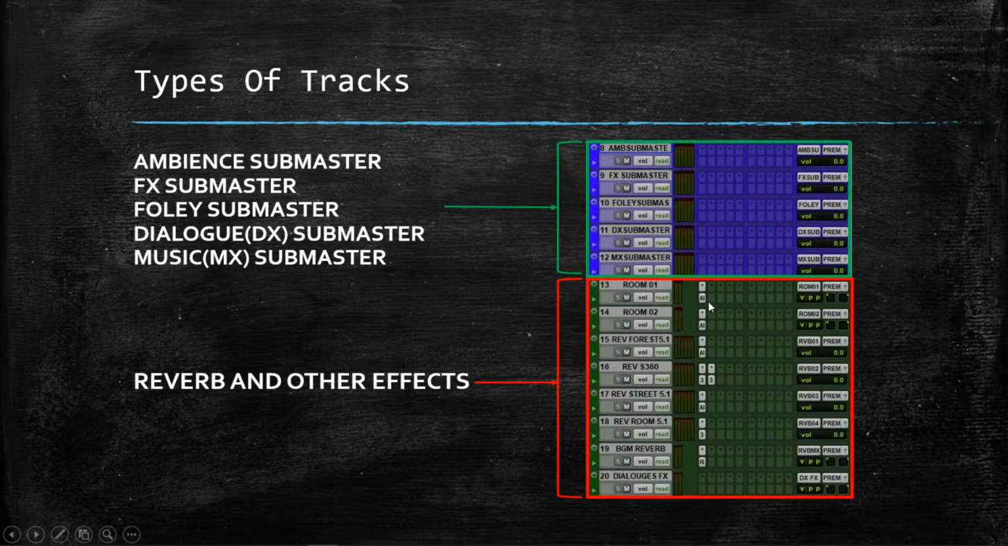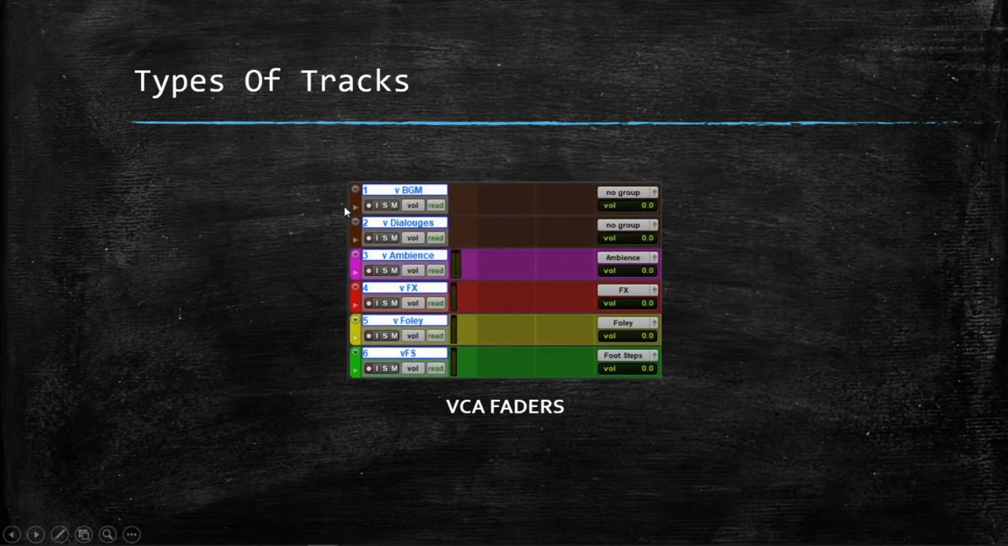So I have used a reverb called Altiverb on these tracks, and I have used the S360 from Waves, and simultaneously I have the R360 over here, and again I have the Altiverb and the R360, and I have the Fab Filter reverb. So these are the reverbs which I mainly use. And I have VCA faders.